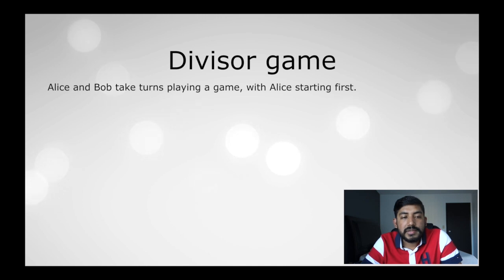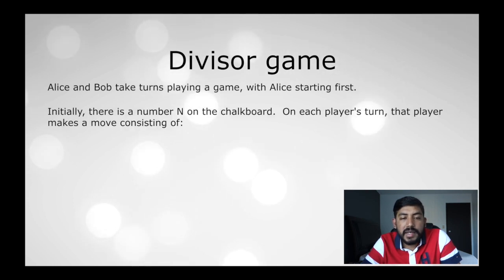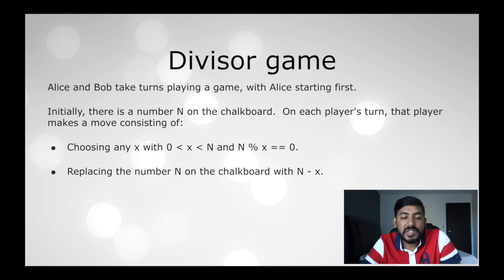So there are two players, Alice and Bob. They take turns playing the game and Alice starts first. Initially there is a number n on the chalkboard and on each player's turn that player makes a move. So what is that move? Basically he or she chooses a number x between 0 and n such that x divides n, which means that number is a factor. In other terms, n mod x is equal to 0, and then he replaces the number on the chalkboard with n minus x.